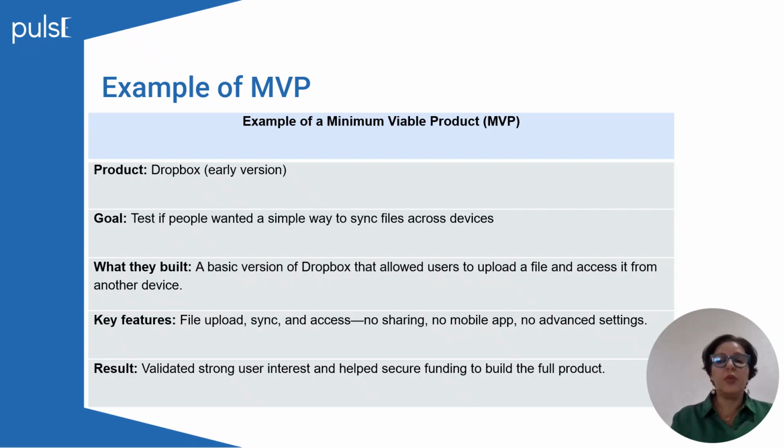An example of a minimum viable product is the early version of Dropbox, where the goal was to test if people wanted a simple way to sync files across devices. This is the product we're talking about. What they built is a basic version of Dropbox that allows users to upload files and access them from another device, where the key features are file upload, syncing, and access, with no sharing, no mobile app, no advanced settings. The result validated strong user interest and helped secure funding to build the full product.